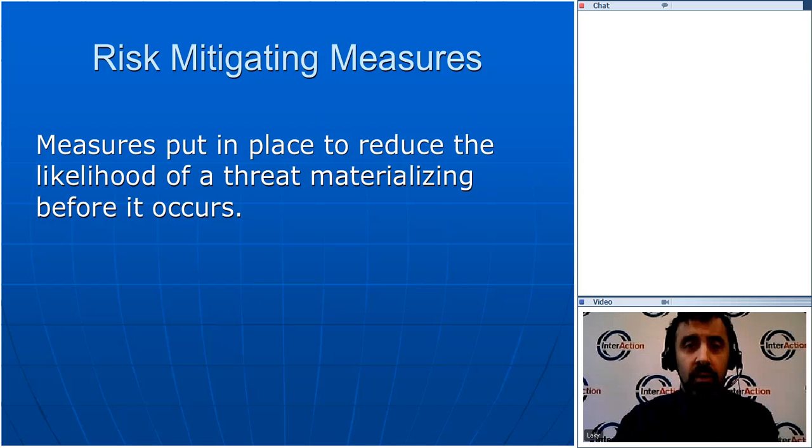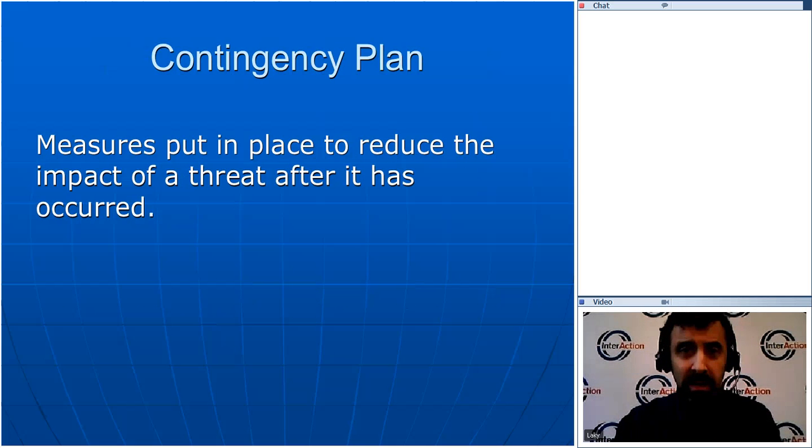The other thing we're going to have to do is contingency plans. Contingency plans are plans that we have to put into effect when the risk that we've been trying to avoid actually happens to us.